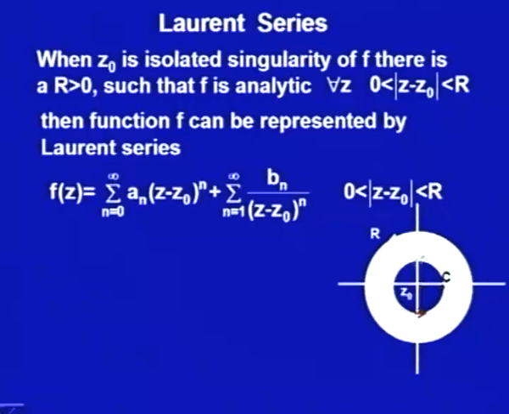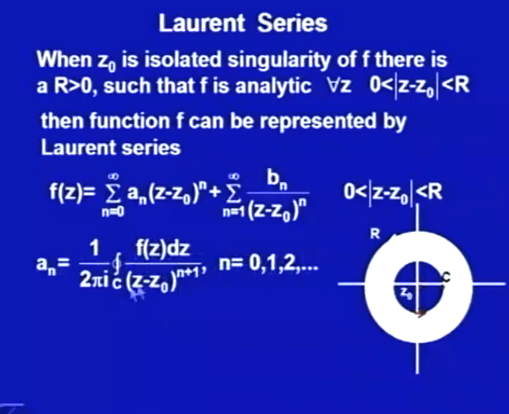So, here we have the disk, this is R, and Z naught is the point where the function fails to be analytic, that is, it is a singular point. So, if I have any disk over here, in this disk we can define the function as this series.